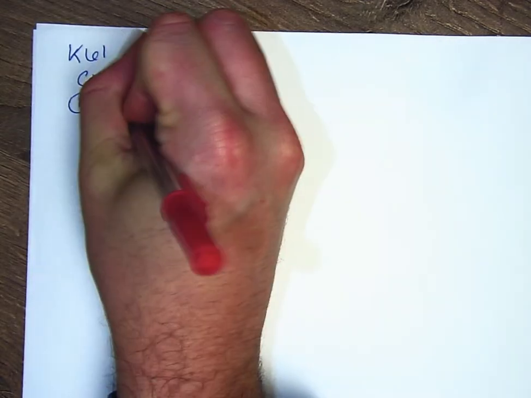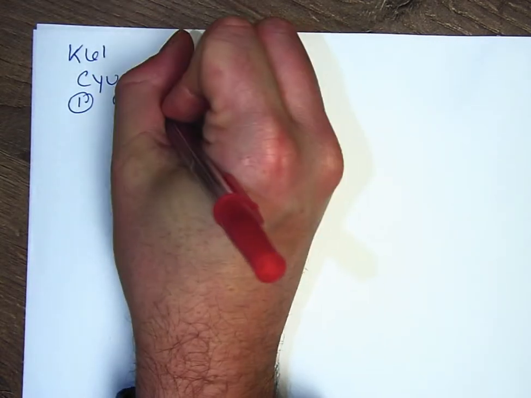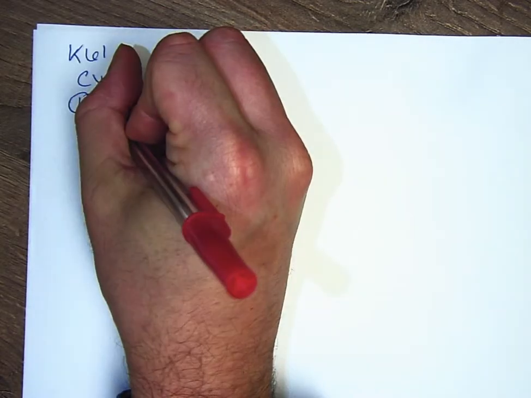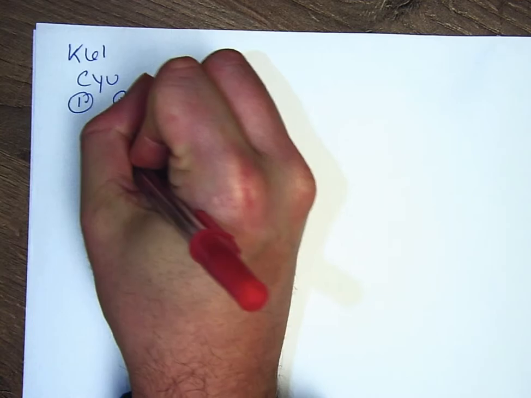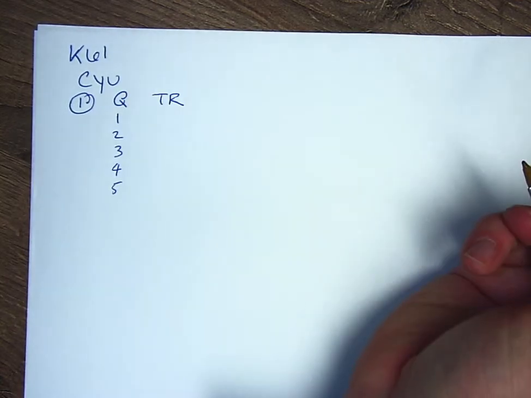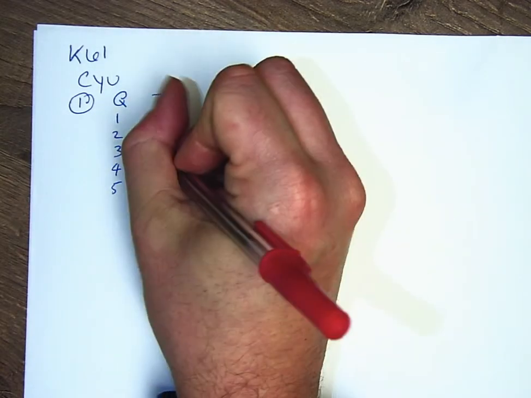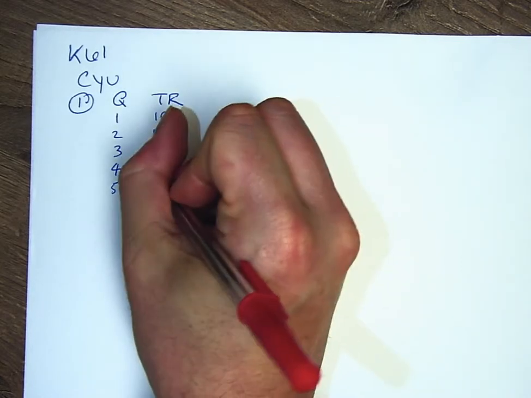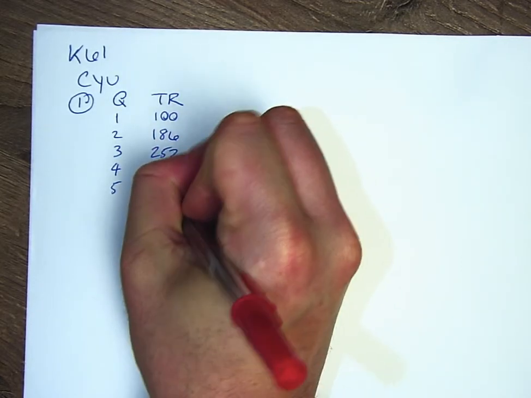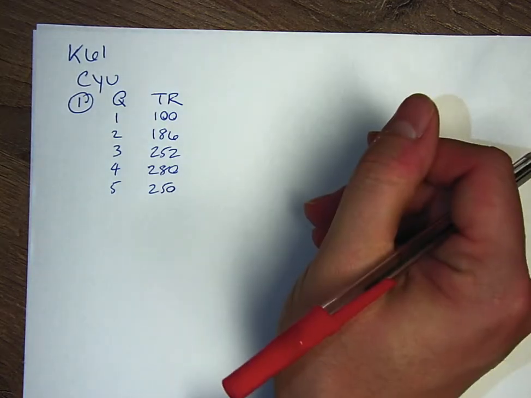And it gives you a table with a total revenue schedule of an emerald company. And then it asks you to calculate the values for 4 other items, and then it asks you an additional question. So the table that it gives you is quantity and total revenue. So at quantity, what we'll say is 1, and so these are the values from their table. 1, 2, 3, 4, 5, and their total revenue 100, 186, 252, 280, and 250.